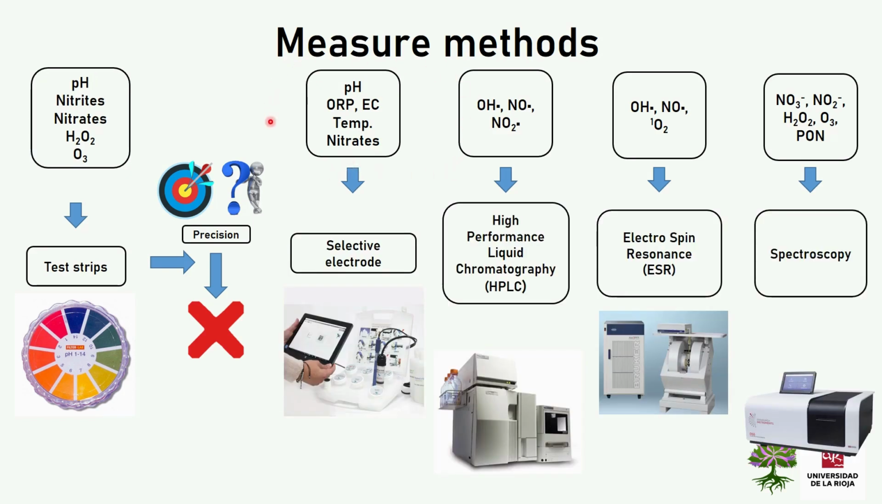For the same parameters, there are other techniques, such as selective electrodes. Moreover, for those reactive species, chromatography is really useful. Then, for this reactive species, electron spin resonance is used. And finally, spectroscopy is performed in order to measure these reactive species.